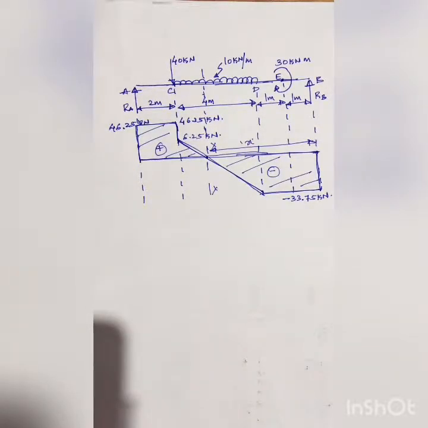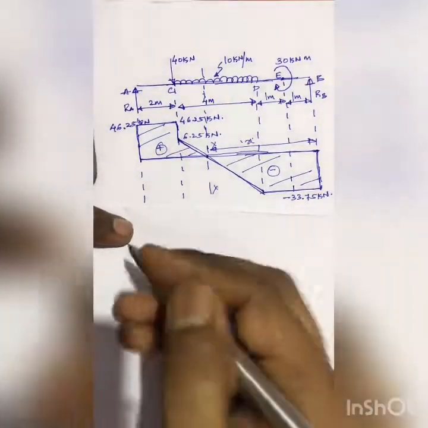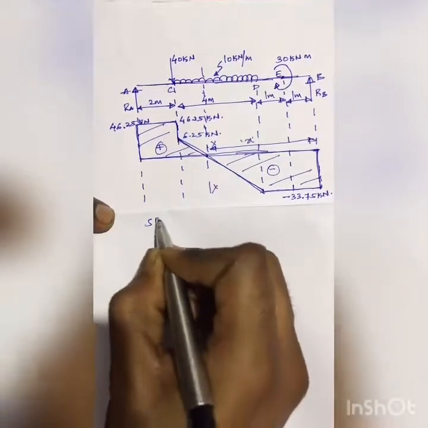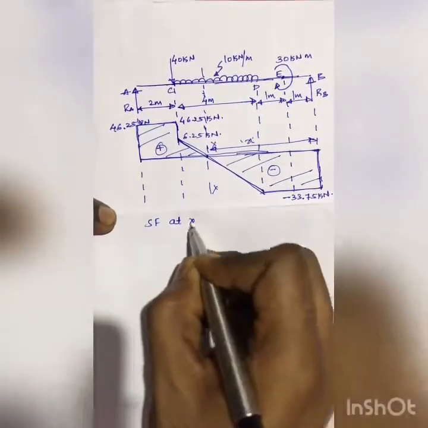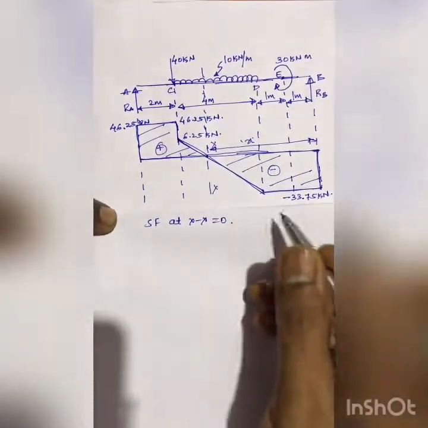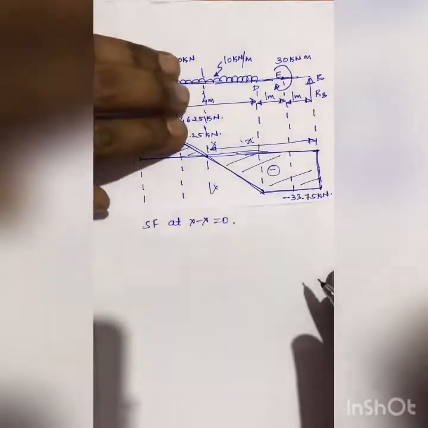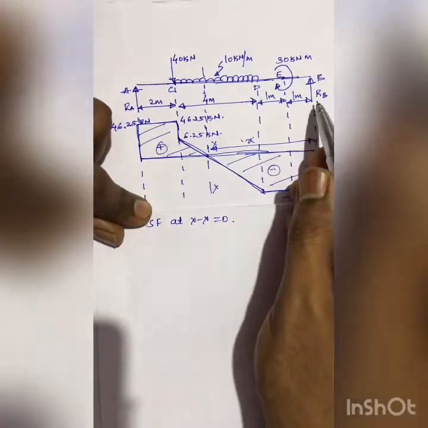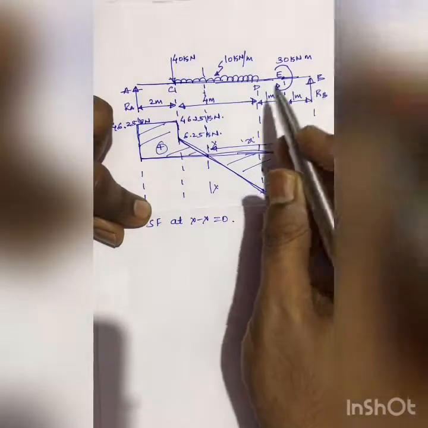We know that shear force at XX is 0. That is, I'll write it down: SF, shear force at XX is equal to 0. Now what I'll do is I'll consider the shear force at this section XX due to all the forces that are acting towards the right side of this.